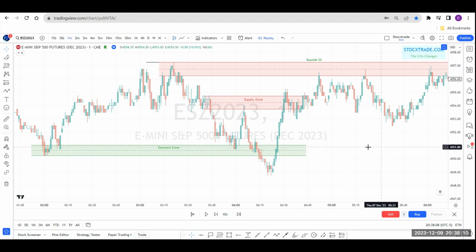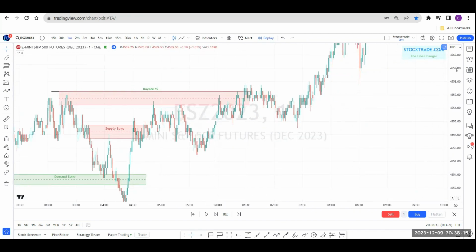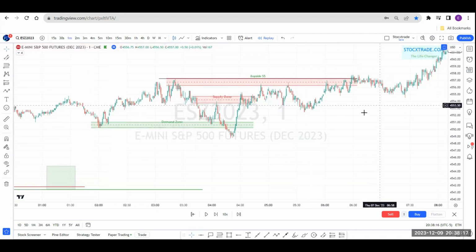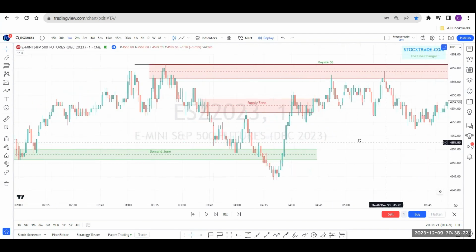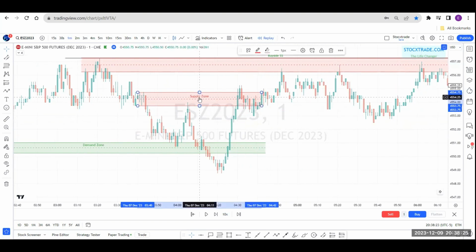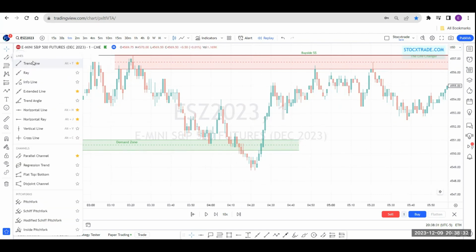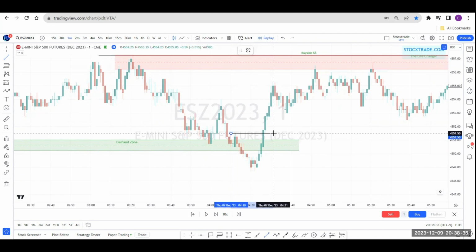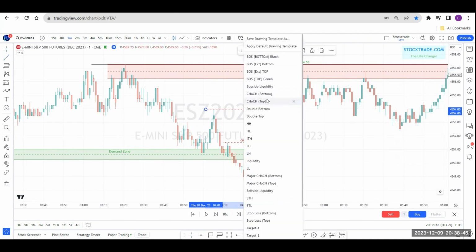So as we have seen here, where is that zone? What we were looking for? We were looking here. If you see, the time is 4:23 AM. I am looking at this as my change of character. Yes or no? Yes. This is my major change of character. Yes or no? Absolutely, yes.